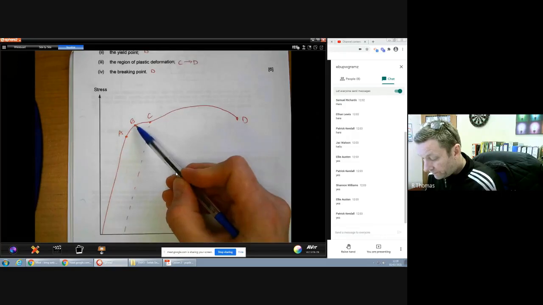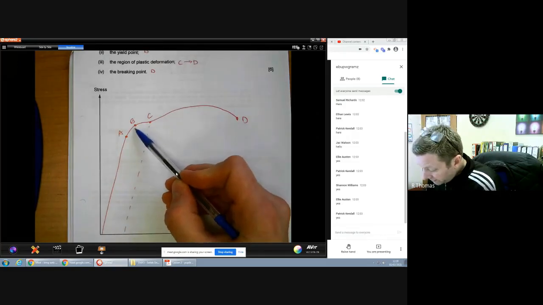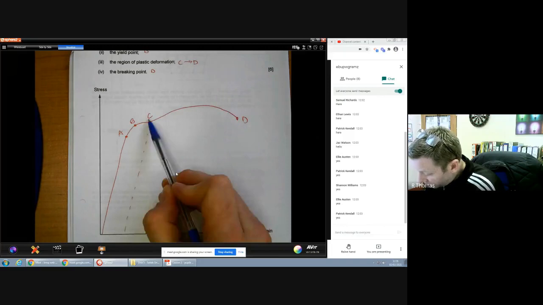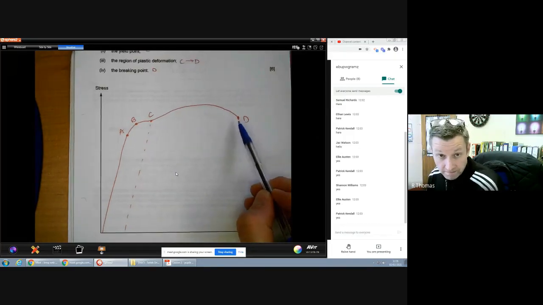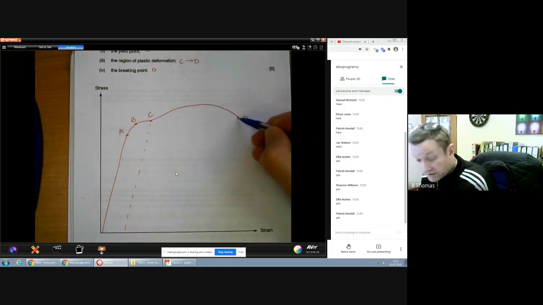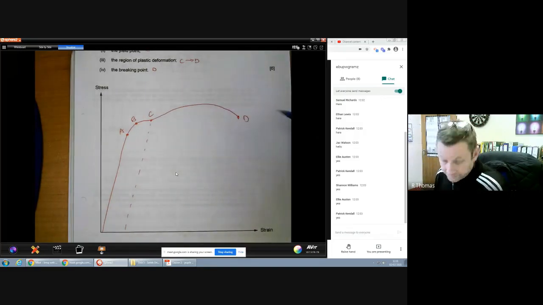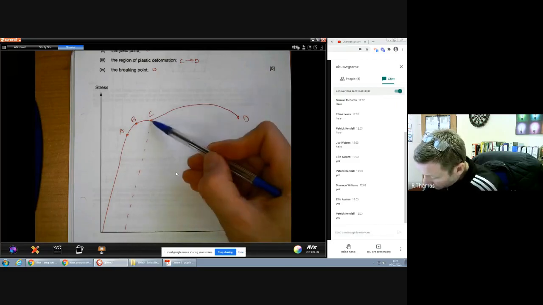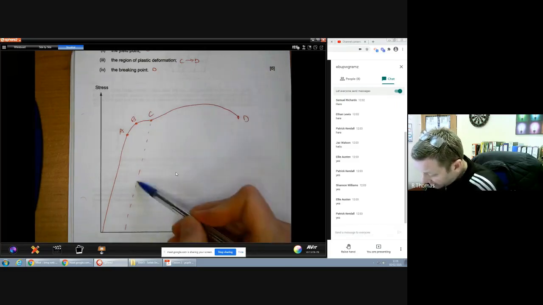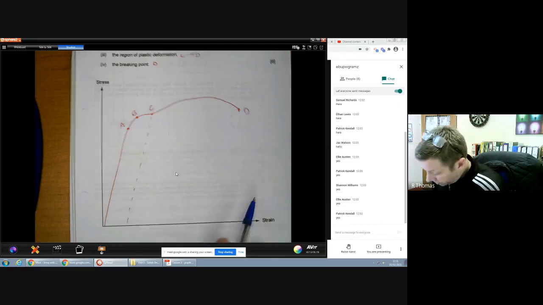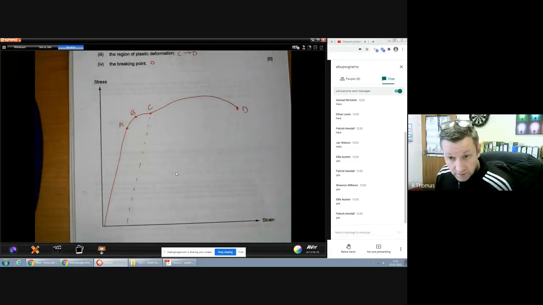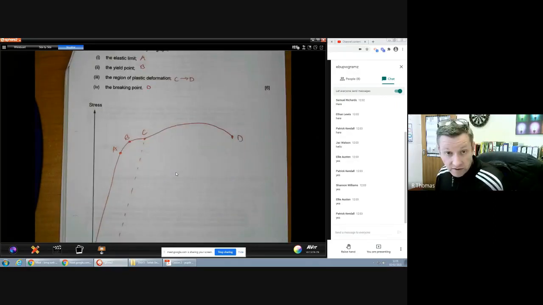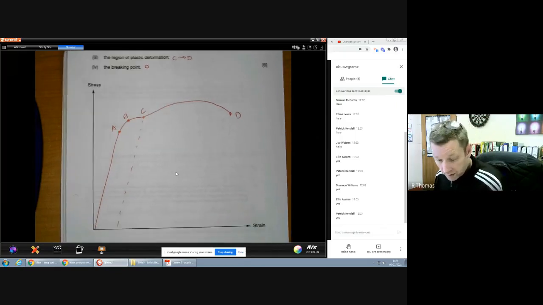It starts to curve slightly, you hit the yield point B, and then these 2 points here from C to D are what we call the region of plastic deformation. Where the graph ends is the breaking point of the material. And at this point C, you need to draw a dotted line back down to the start. This here would be the amount of extension away from its original form. So that's a diagram that you just need to learn off by heart.